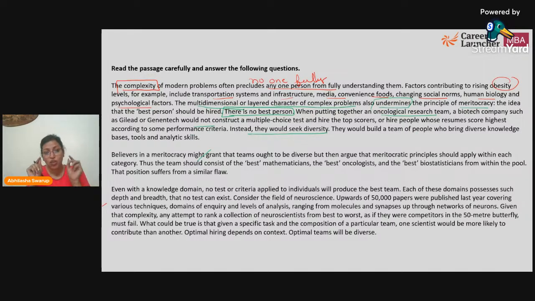They would build a team of people who would bring diverse knowledge bases, tools, and analytical skills. So now let's understand what the first paragraph said. The first paragraph said that modern problems are so complex that it is very difficult to understand. And then he gives you two examples. One is that obesity thing, and the second is that if you're putting up a cancer research team, oncological means cancer related. Okay, so you cannot have meritocracy. You have to have a mix of teams.